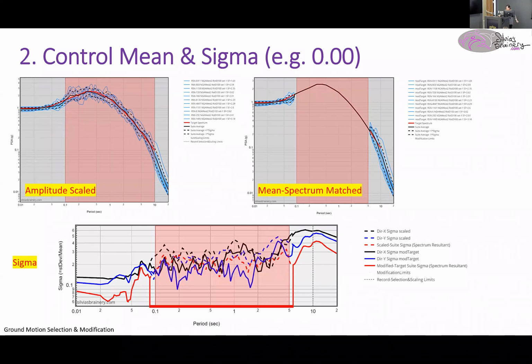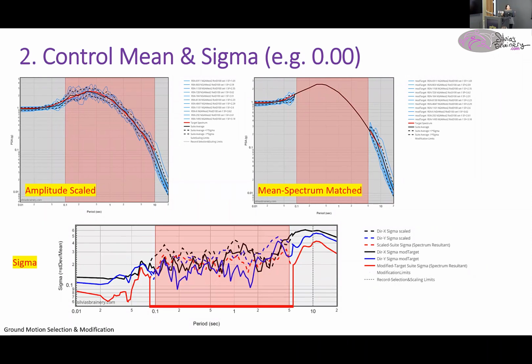Norm Abrahamson, so there is what used to be called the tight spectral matching, and I'll show you a figure there, where you modify every component of all your records to the same target spectrum. Norm is now, if you ask him for ground motions, he's going to say, no, there should be no variability in my spectrum resultant, because that's how the PSHA analysis is done, and this and that. And he's got some valid points on that.